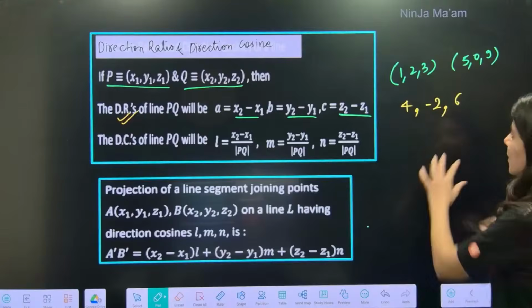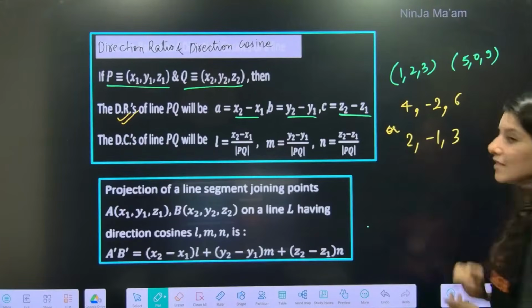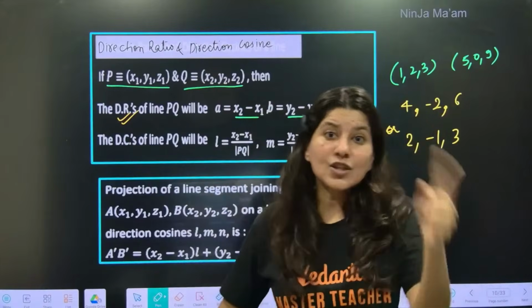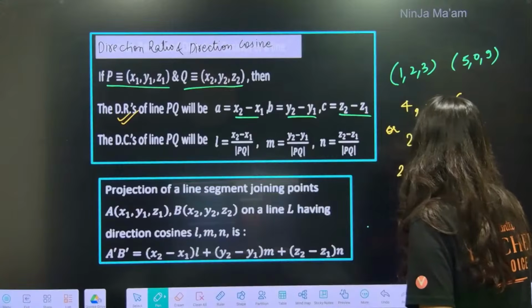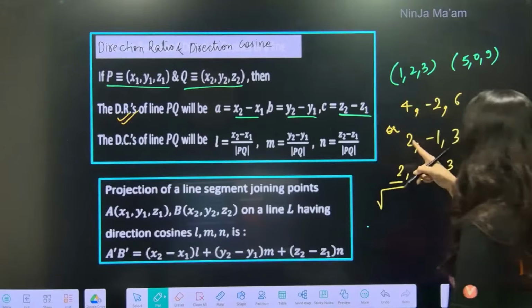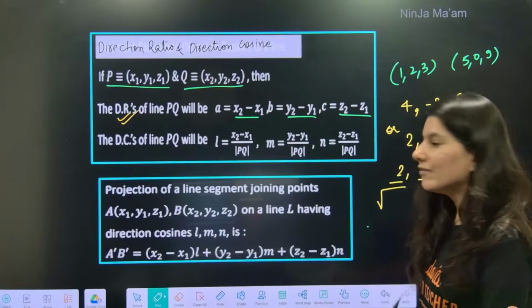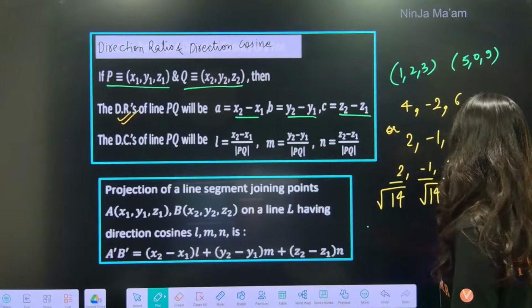This is direction ratio. Or in simplified format, you can also write this. Now if somebody asks you to find the direction cosine, what will you do? Tell me. So ma'am, it is very easy. 2, minus 1, 3, and you just have to divide it by the square root of 4 plus 1, 5, plus 9 will be 14. So 2 by root 14, minus 1 by root 14, 3 by root 14.